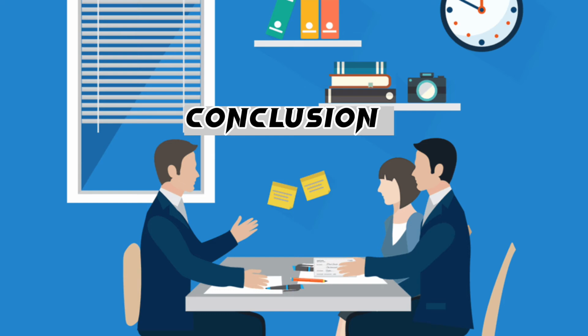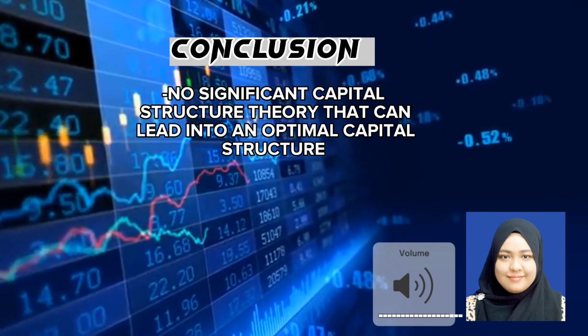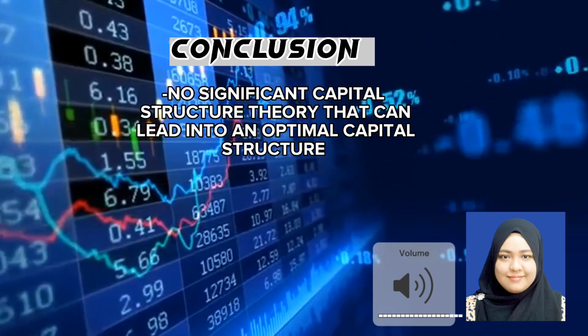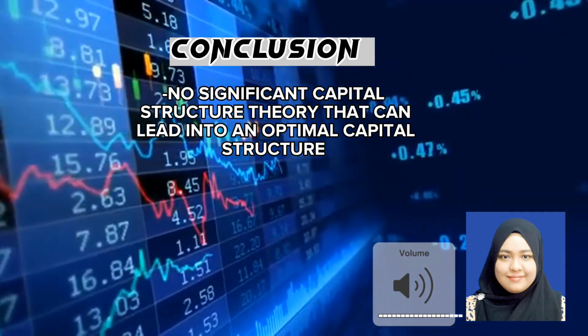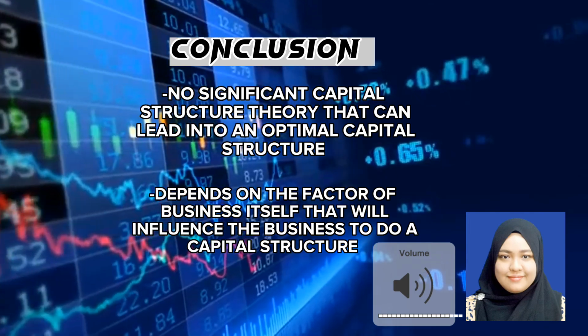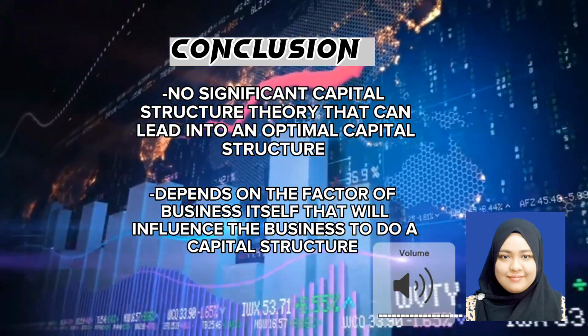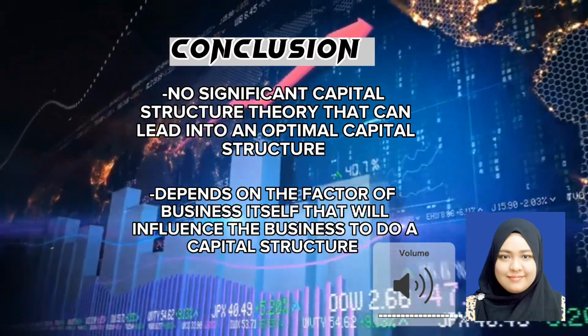Conclusion. From this overview report, there is no significance that the pecking order theory, signaling hypothesis, or agency cost of equity can lead to an optimal capital structure. It depends on the factors of the business itself, such as cash flow position, company size, and other factors, whether they will get their source of financing through internal financing or external financing.